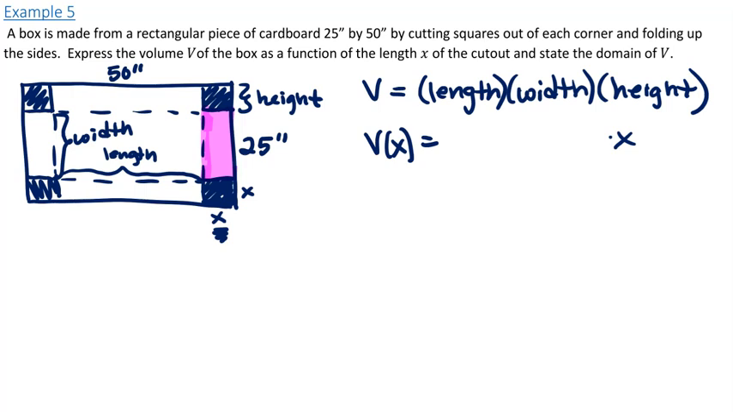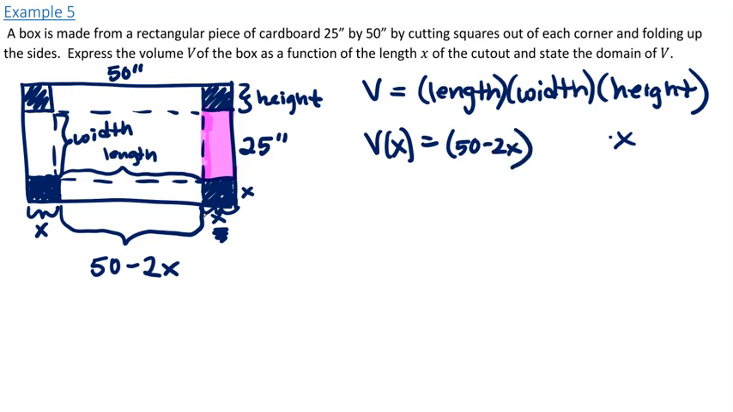If I want the length of the box, it's not going to be 50 inches. That's the length of the cardboard. It's going to be what's left after I cut this little square out of each side. So if those are both gone, what's left here in the middle is that 50-inch length of the cardboard minus 2 of those x's. So if I want to call that the length, 50 minus 2x is my length.